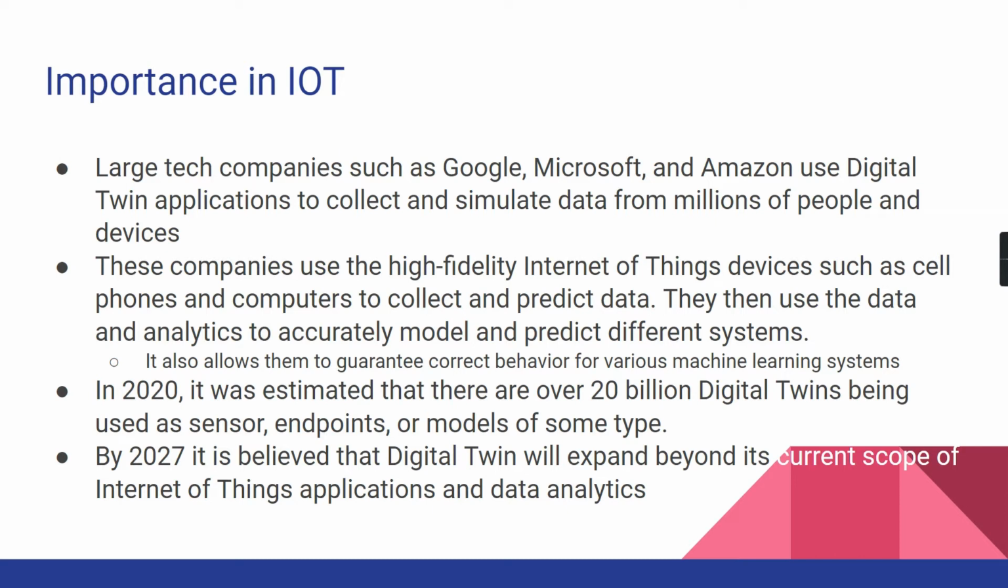So further importance in Internet of Things, large tech companies such as Google, Microsoft, and Amazon use digital twin applications to collect and simulate data from millions of people and devices. And these companies use high fidelity Internet of Things devices such as cell phones and computers to collect and predict data. And they use the data and analytics to accurately model and predict different systems. This also allows them to guarantee correct behavior for various machine learning systems.